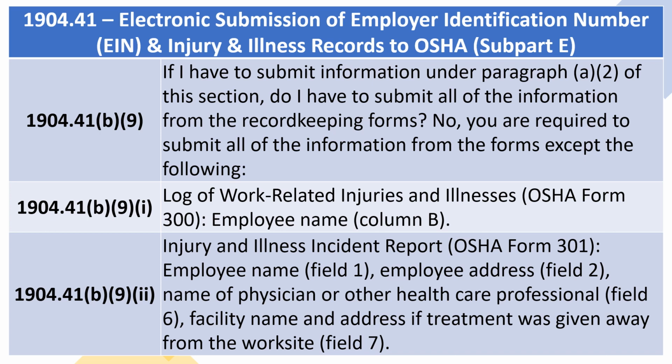1904.41(b)(9). If I have to submit information under paragraph (a)(2) of this section, do I have to submit all of the information from the record-keeping forms? No, you are required to submit all of the information from the forms except the following: 1904.41(b)(9), and the second, Log of Work-Related Injuries and Illnesses, OSHA Form 300, Employee Name, Column B. Injury and Illness Incident Report, OSHA Form 301, Employee Name, Field 1, Employee Address, Field 2, Name of Physician or other healthcare professional, Field 6, Facility Name and Address if treatment was given away from the worksite, Field 7.